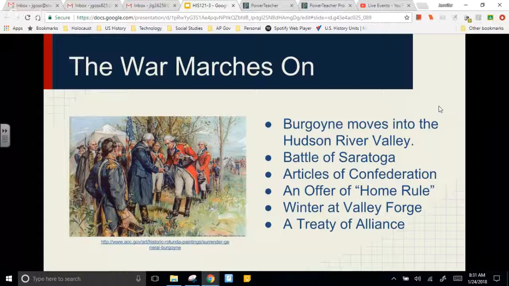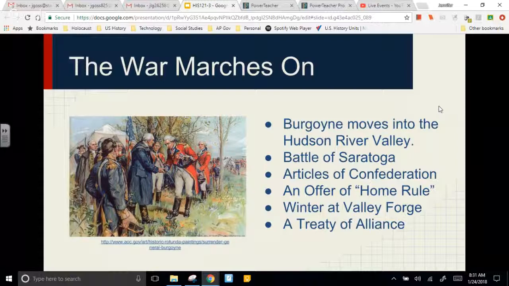At this time, the British appoint a new leader, General Johnny Burgoyne, who decides to adopt a strategy of attacking and overtaking the state of New York. So to do so, he moves into the Hudson River Valley. Burgoyne's plan is to cut through New York and seize it, therefore cutting off New England, the heart of the Revolution, from the rest of the colonies.